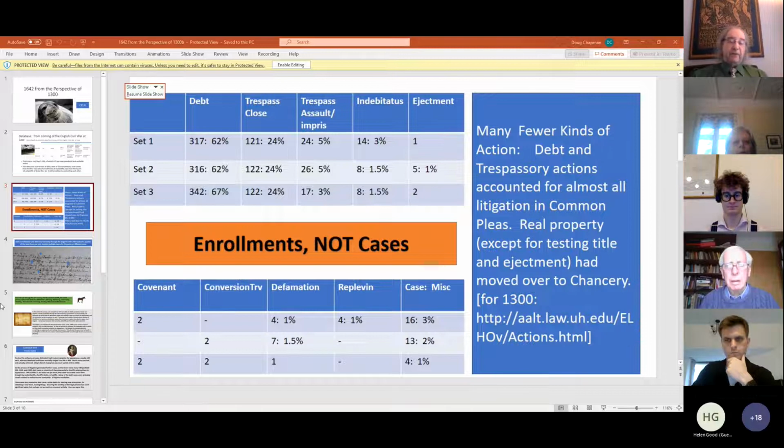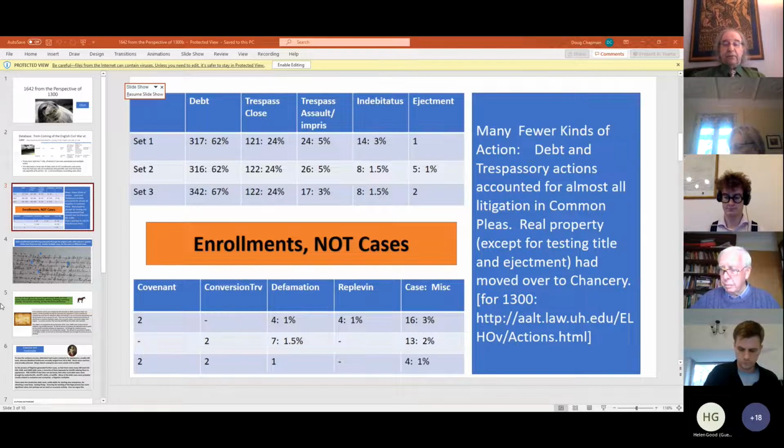The first, and this will be no news to anyone really, is that there are many fewer kinds of actions. Back in 1300, there were really an immense number of individualized kinds of writs. Most of them weren't used frequently, but you could always run across almost every one if you went through a year's worth of plea rolls.